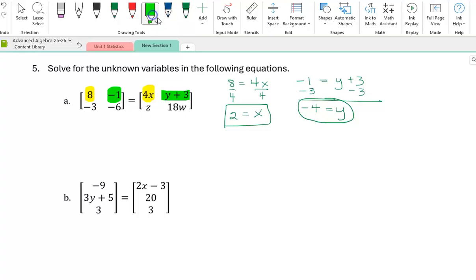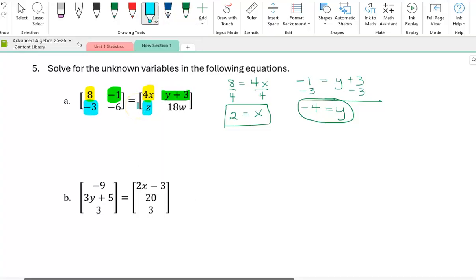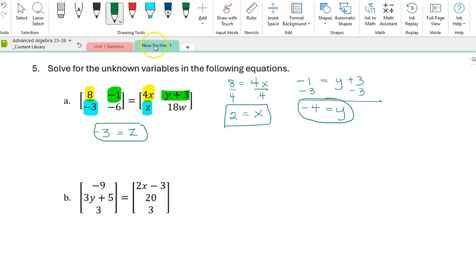Now I have a z. Let's change colors here. These go together. Oh, wow. I don't have too much to do. Look at this one. Z equals, so -3 equals z. That one's already done for me. I didn't have to do anything.